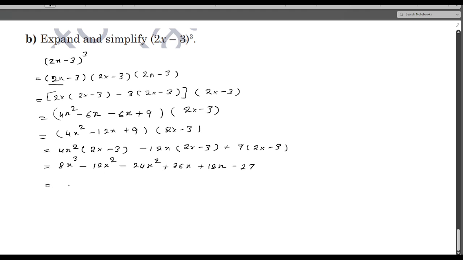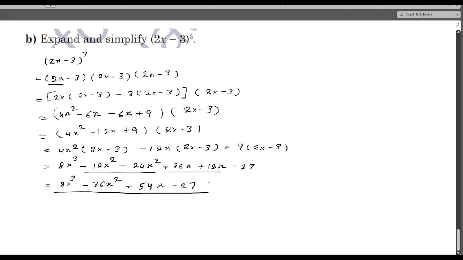So the final result, again all x cube terms together, it is 8x cube. You have minus 12x square minus 24x square, which gives you minus 36x square. Then plus 36 plus 18, so it is 54x, and minus 27. Okay, so this is your result of 2x minus 3 the whole cube.